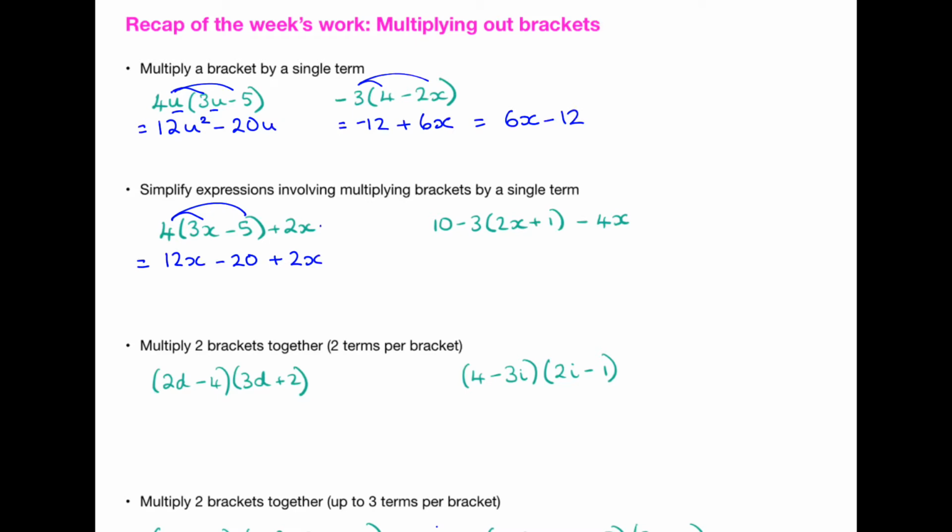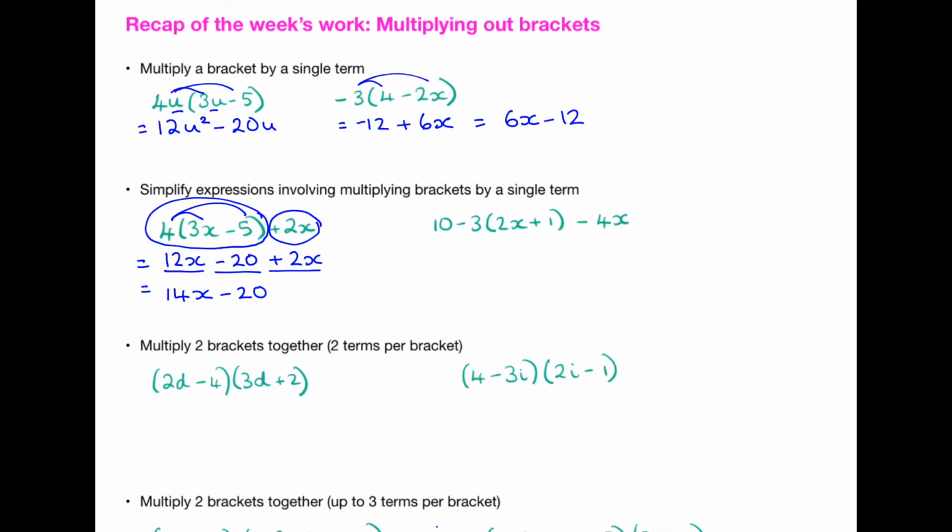So remember, this plus 2x is separate from this bracket. Okay, you work out the bracket and then you add the 2x afterwards. So when we're collecting like terms, we've got 12x plus 2x, that makes 14x, and we've got a minus 20 as well. So be really careful about the signs.